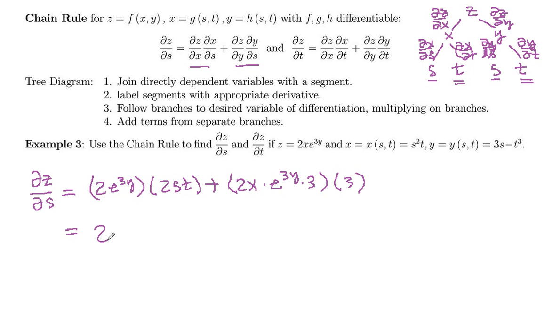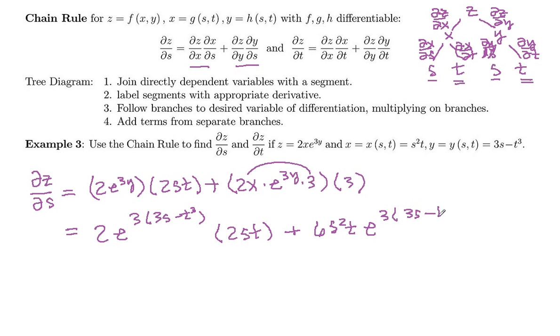So again, we could do this: 2e to the 3 times, and our y is 3s minus t cubed, and then times 2st, plus, I'm going to go ahead and put that 3 out in front, 6x e to the 3y. Oh wait, x, we've got x is s squared t. So 6 times s squared t, and then e to the 3y again, so e to the 3 times 3s minus t cubed. So there we've got everything in terms of s and t. Sometimes you'll need to do that. Sometimes you'll be able to leave it like this. So just pay careful attention to the directions.